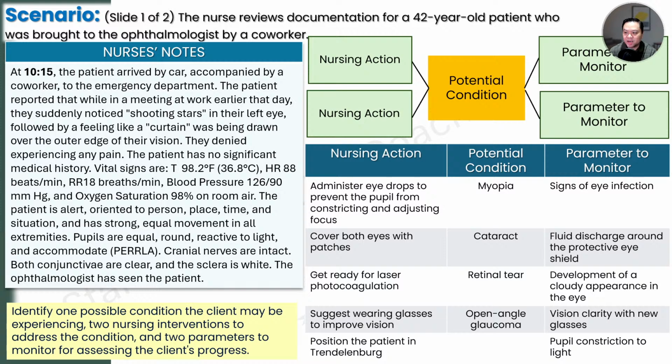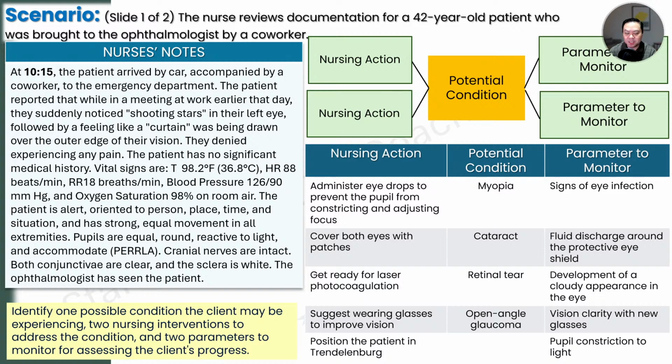The patient arrived by car accompanied by a coworker to the emergency department, and the patient reported that while in a meeting at work earlier that day, they suddenly noticed shooting stars in their left eye, followed by feeling like a curtain was being drawn over the outer edge of their vision. They denied experiencing any pain, and the patient has no significant medical history. Vital signs are temperature 98.2 Fahrenheit, respirations 18, blood pressure 126/90, and oxygen saturation of 98% on room air.